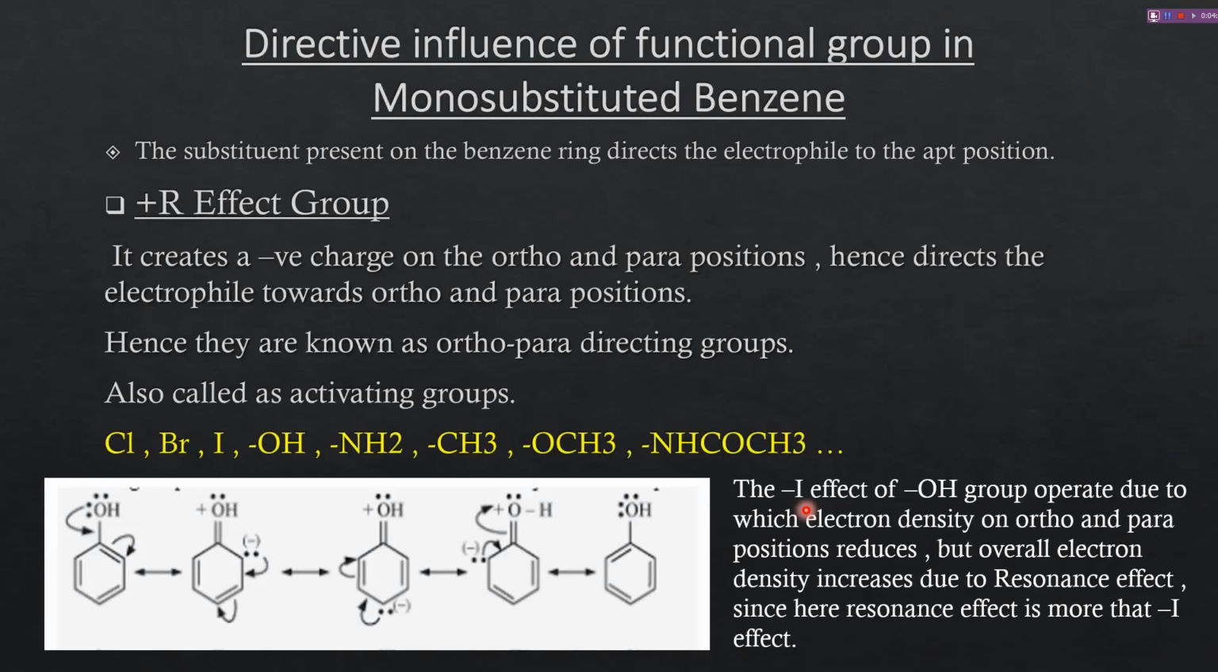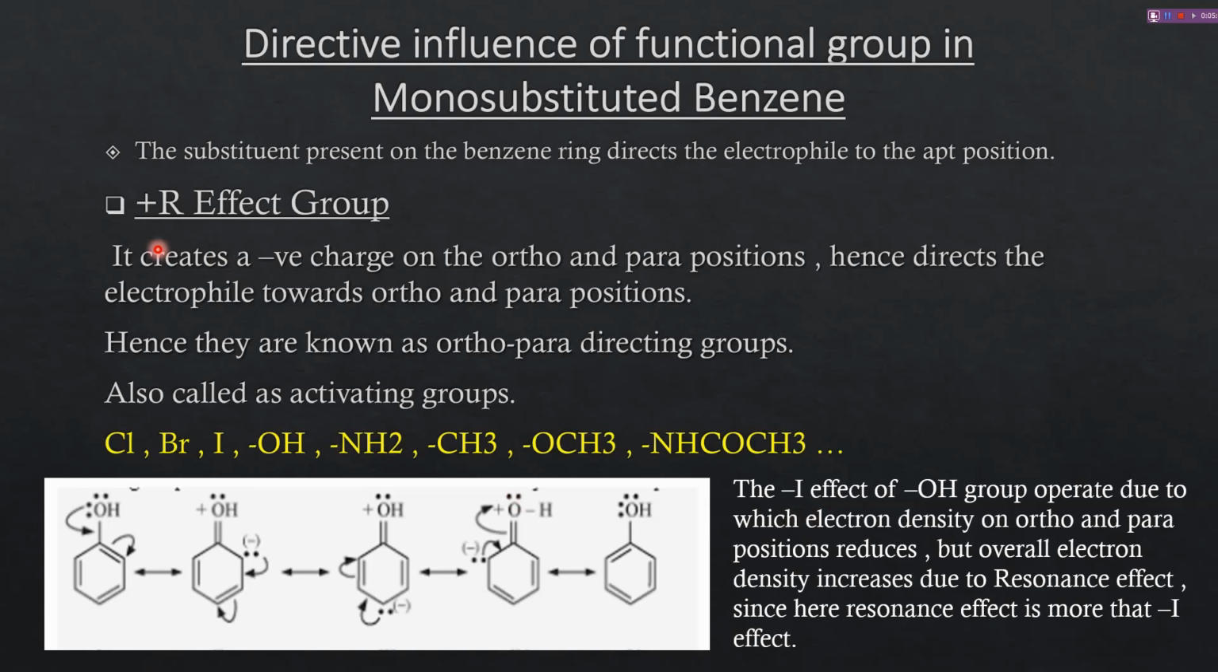Next is an important topic which is directive influence of functional group in monosubstituted benzene. In the previous organic chemistry chapter, you have already learned about resonance effect, inductive effect, electromeric effect and all of that, right? Here we are talking about resonance effect. What are the influences that are caused by a functional group which is attached to the benzene ring? We are going to look into that. The first one is the plus R effect group. So basically what is resonance effect?